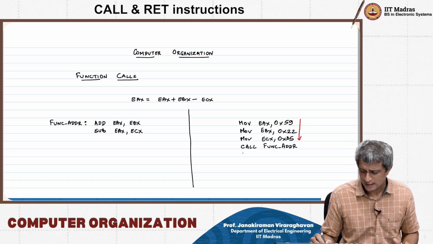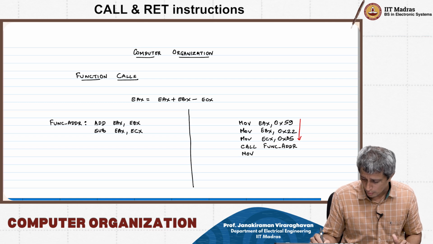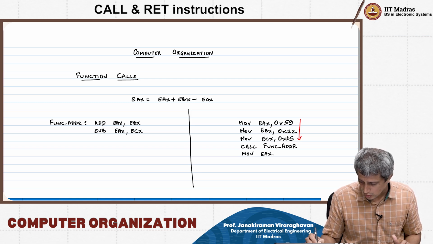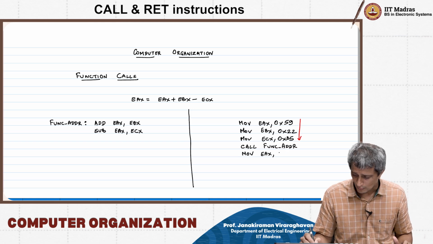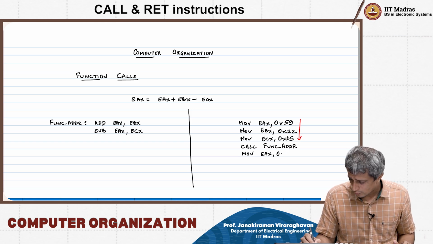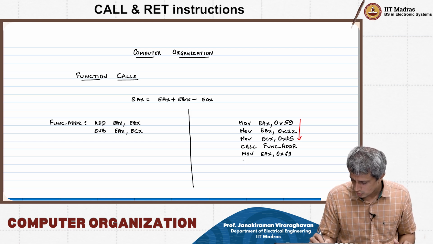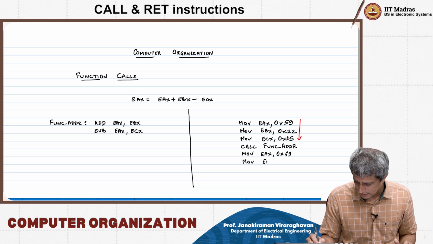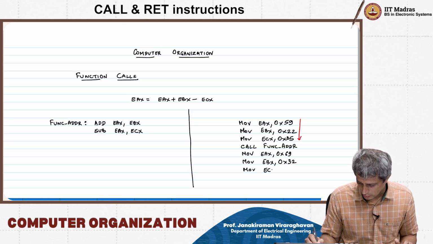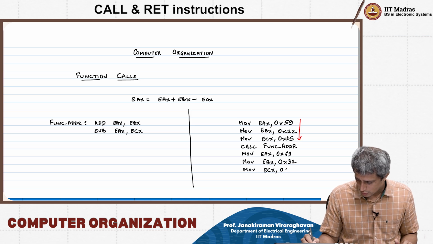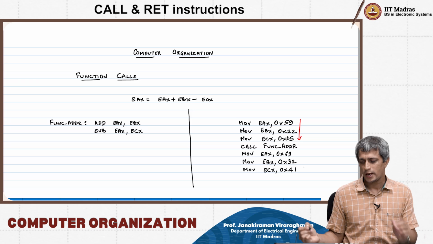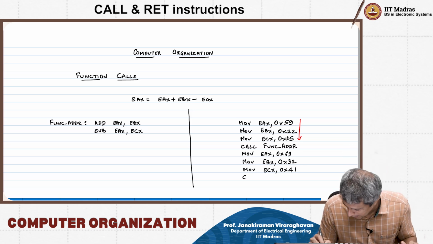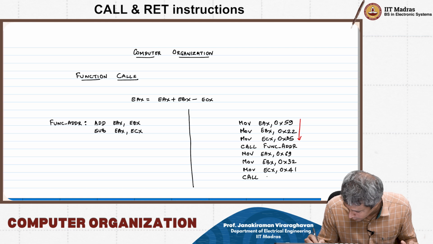And then let us say I'm going to now move EAX, comma, another 0x69, move EBX, 0x32, move ECX, 0x41. Okay, so I am going to now do this, and then I am going to call this function again.